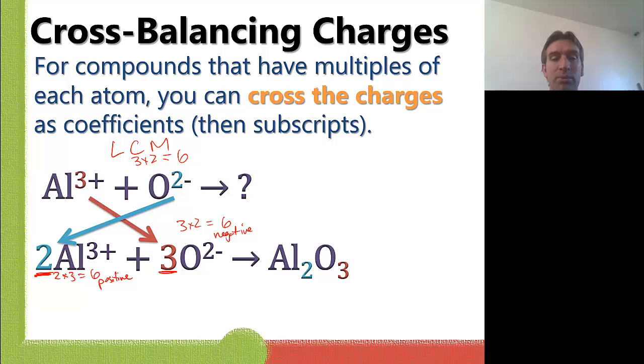Once I have the 2 and the 3, though, again, this isn't a chemical formula. This is what I need to make this compound, a single formula unit of this compound. So we're going to rewrite those as subscripts of 2 and 3 with no spacing in order to show the aluminum oxide that results.